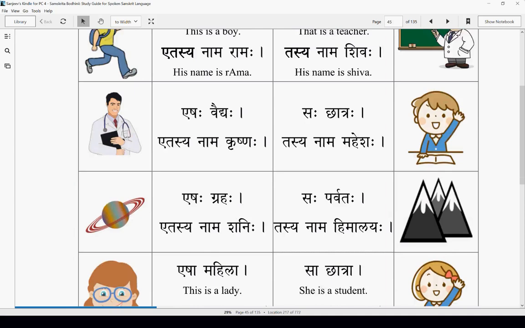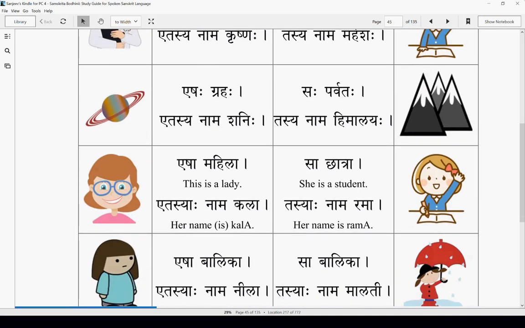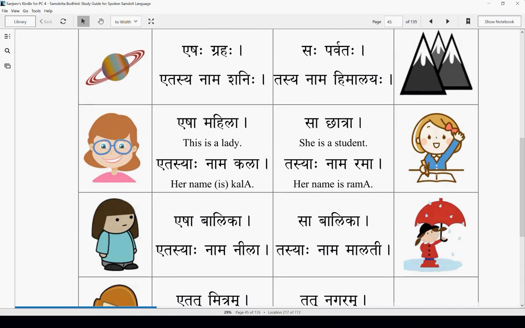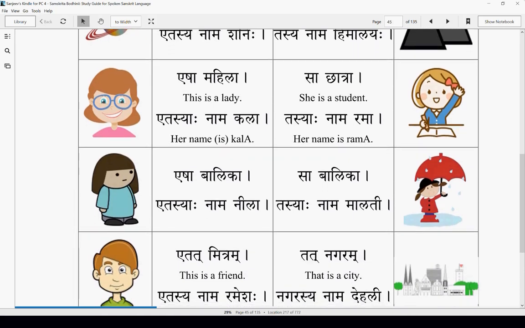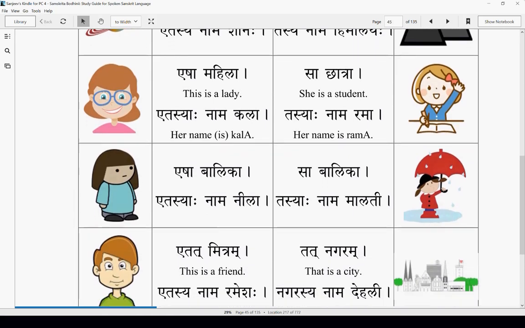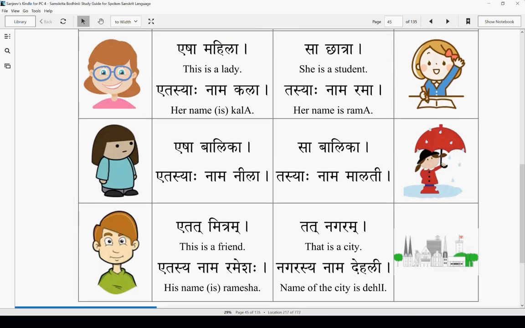Okay, so after this, similarly for Esha and Sa and Etat and Tat, which are the Strilinga and Napunsakalinga, we have their corresponding forms. There is a mistake here. There should be Tasya. No, because Nagarasya. Okay, Tat should be Tasya. I'll change this typo.